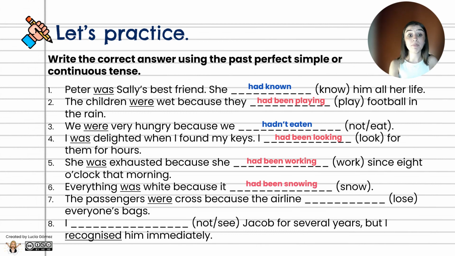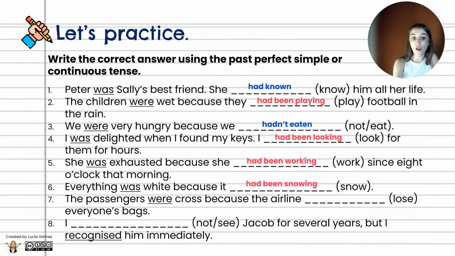Everything was white because it had been snowing. Here perhaps it had snowed could also be okay. It makes sense as well. But since there's somehow this thing that everything was white, como todo estaba blanco, puedo entender que la acción en este momento del pasado era un tanto reciente, con lo cual me imagino que había estado nevando.